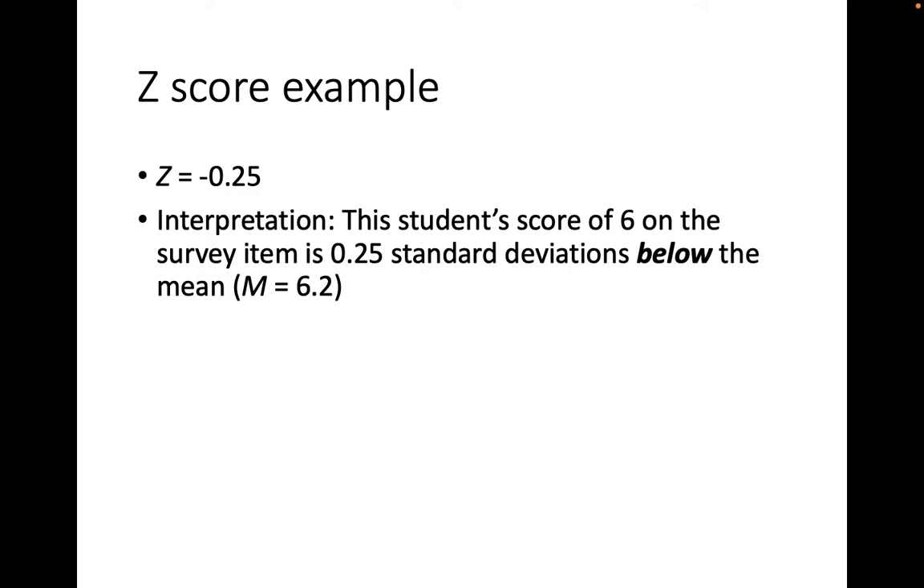But again, we can go one step further, and if we also know the standard deviation, we can indicate just how much above or below average a score is in relation to the spread of the scores in the distribution. So that's what a z-score tells us. For a particular score, it tells us just how much above or below the mean a score is in standard deviation units.